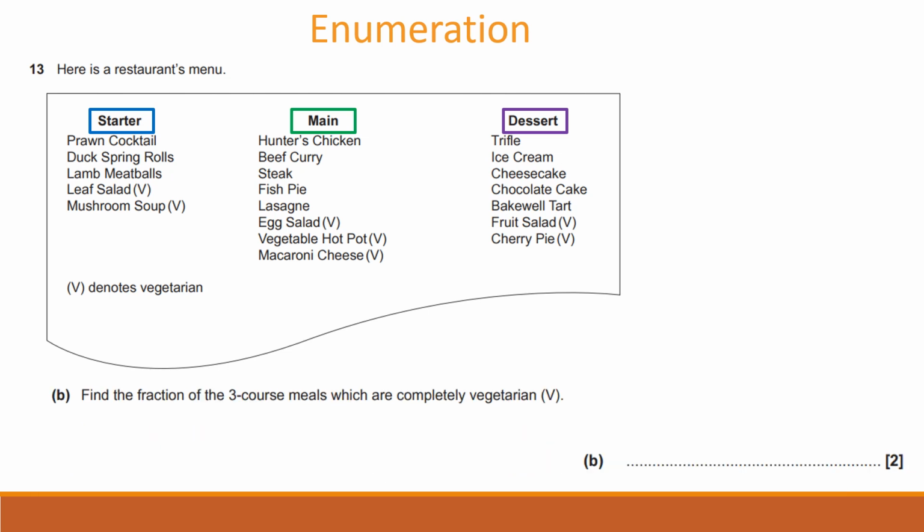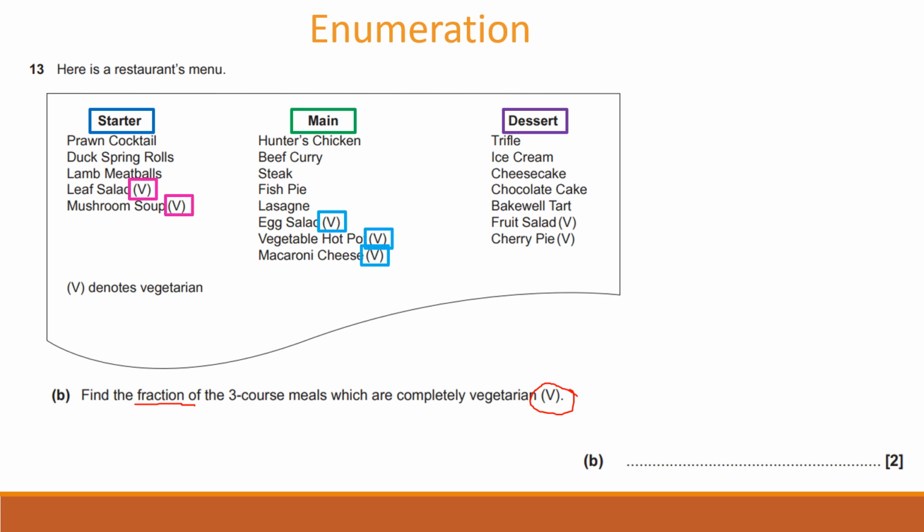Now in part B it says find the fraction of 3-course meals which are completely vegetarian. So it tells us here B is for vegetarian and we're looking at the fraction. So we've got to look at each section separately. So for the starters, I have got 2 vegetarian options. So that will give me 2 out of my 5 options. So 2 out of 5 is my fraction.